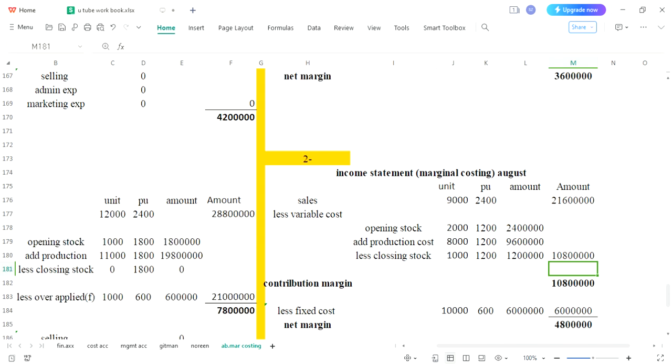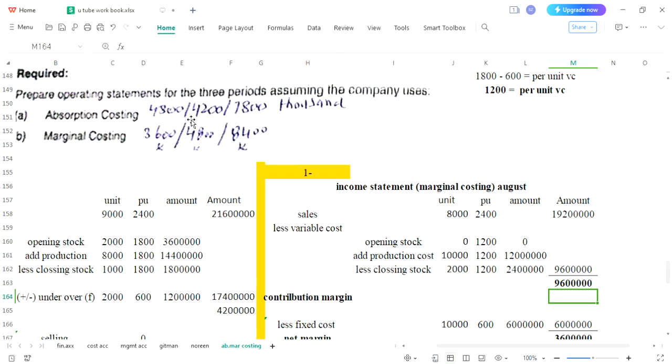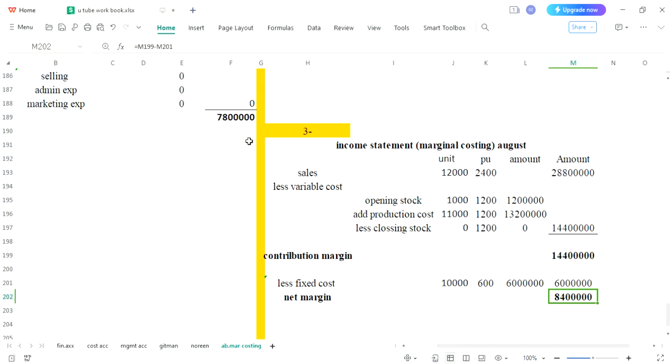After contribution margin calculation, we can calculate our net margin, for which we need fixed cost, which is 6,000. Net margin is the difference between fixed cost and contribution margin. Your contribution margin was 1440. You will subtract fixed cost, which is 6,000. So we have got 8400 for net margin. Come to the question and you can see marginal costing. Third answer is 8400 and this is 8400 as well. In this way, we have completed our marginal costing as well.